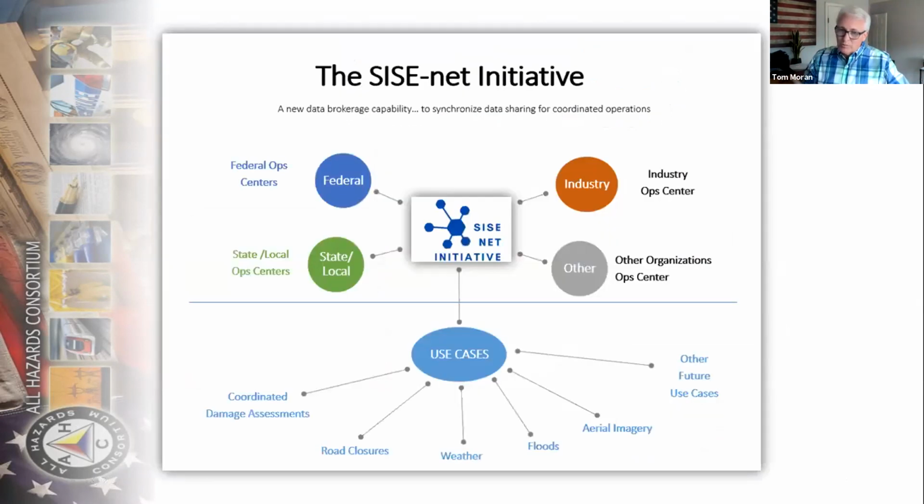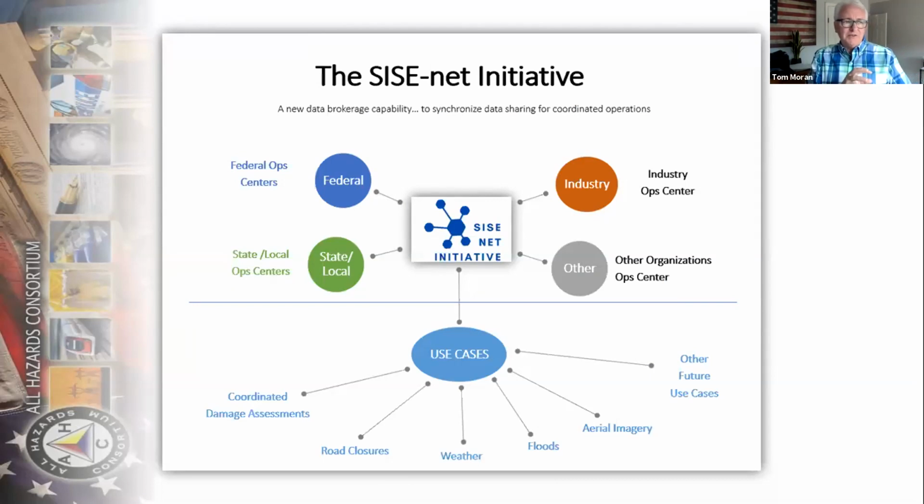Let's go to the next slide. So what is SICE-Net? It is using the SICE as an information hub that can be contributed to by anybody. Okay, but the SICE is going to synchronize state and industry, as well as federal agencies and nonprofit agencies on specific problems. So the first one we're looking at here, you see on the slide, is coordinated damage assessment.